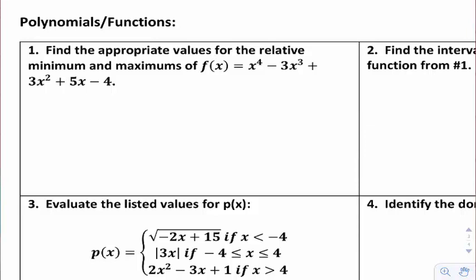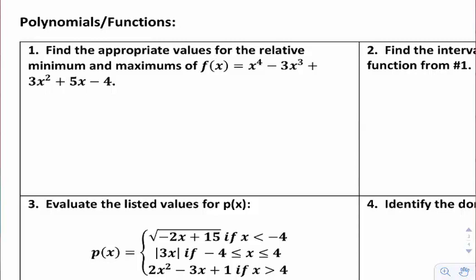Alright, now we're going to work on polynomial functions. So starting with number 1, I want to find the appropriate values for the relative minimum and maximums of this function. Now some of the stuff I'm going to do in my calculator, and it's because I can't do mins and maxes on my iPad calculator.